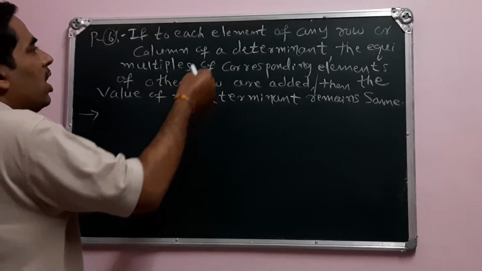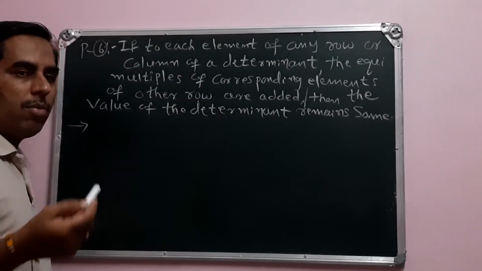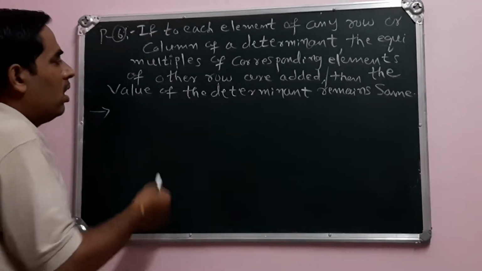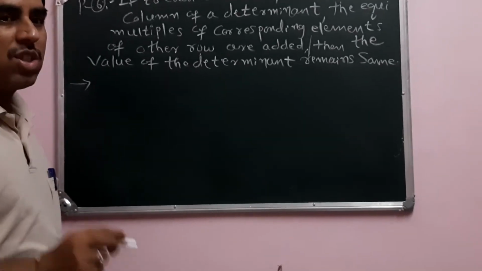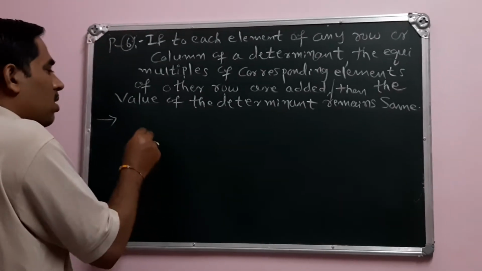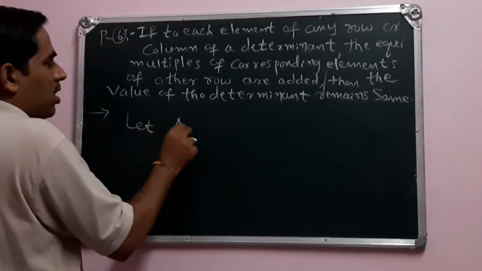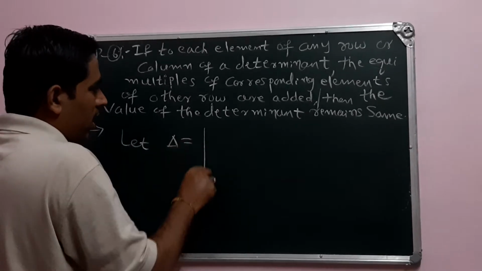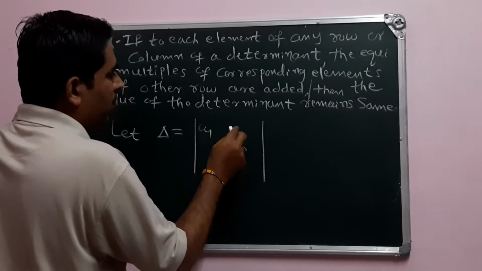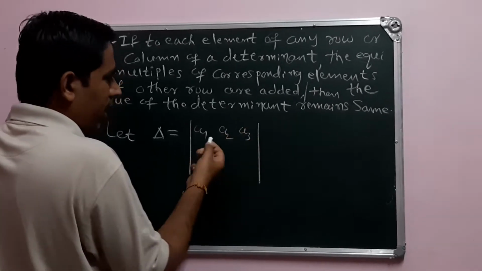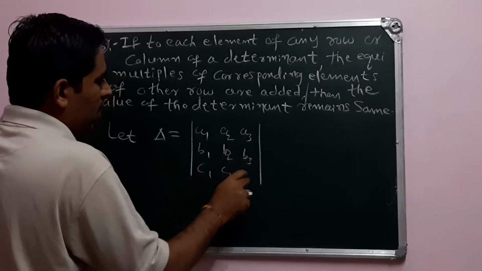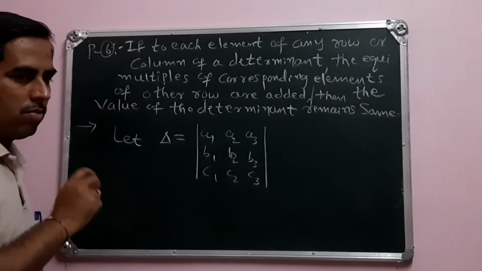So what it says: if to each element of any row or column of a determinant, the equimultiples of corresponding elements of other row are added, then the value of the determinant remains the same. You can understand it only by taking an example. I will consider one determinant here: A1, A2, A3, B1, B2, B3, C1, C2, C3. This is the normal determinant.